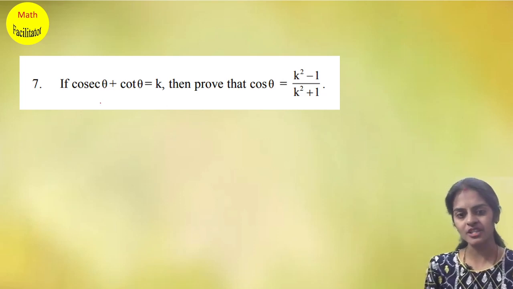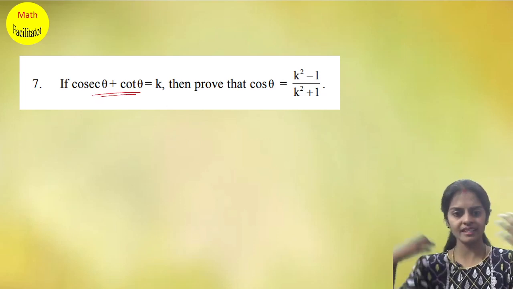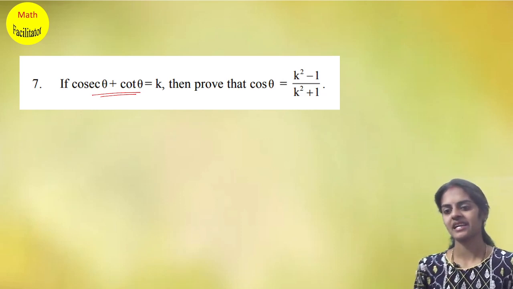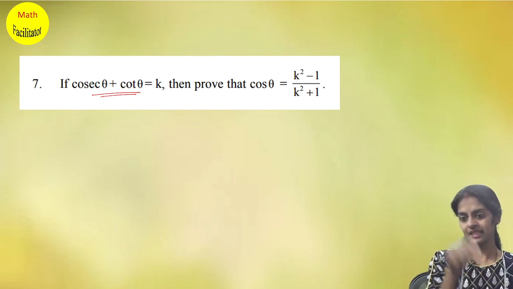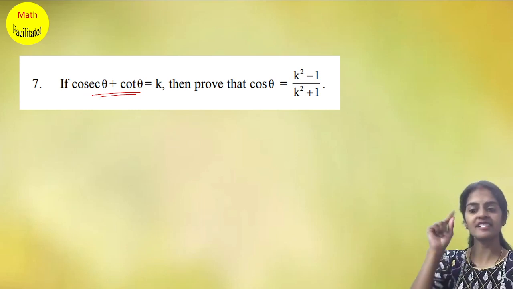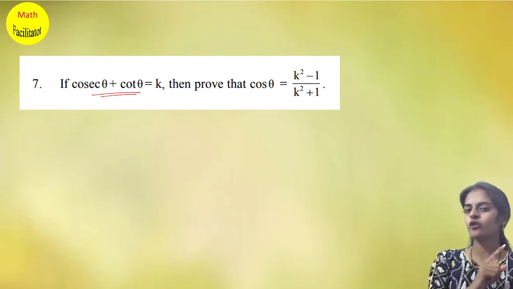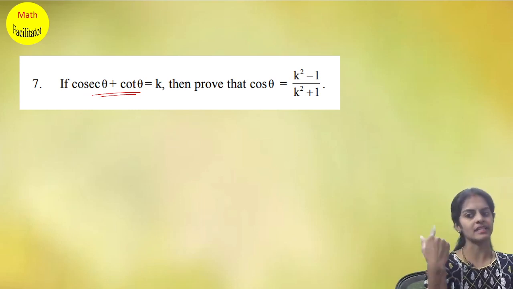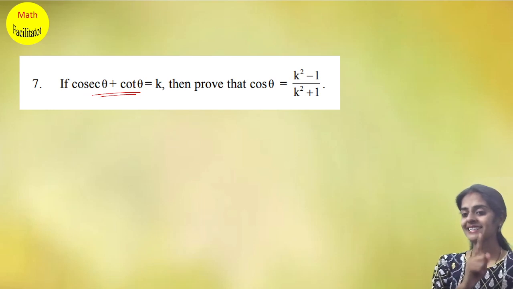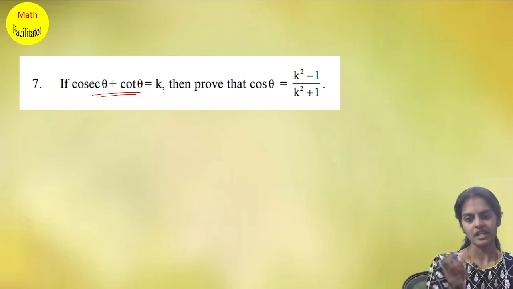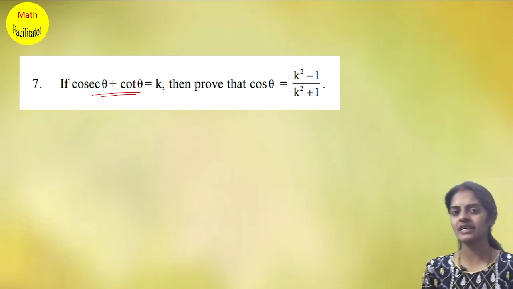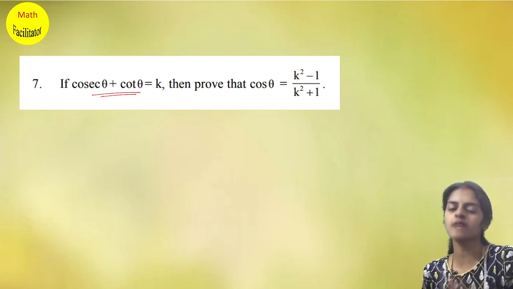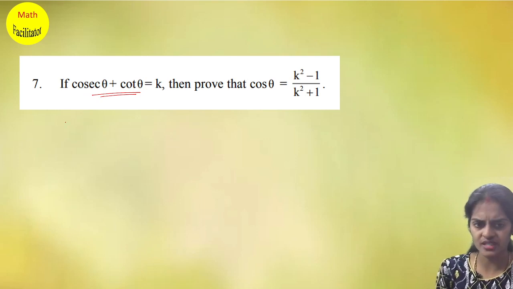Now see the next question. Can you recollect any question of this type? Cosecant theta plus cot theta is k. See, we have done one question in the session only. Secant theta plus tan theta is p. There I told you there is a relation between secant and tan. So secant square theta minus tan square theta is 1. Here also there is a relation between cosecant and cot. Cosecant square theta minus cot square theta is 1. So let's use the relation. This is the same model question. Nothing new.